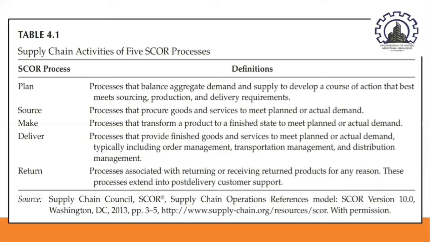And also, the making process refers to the processes that transform a product to a finished state to meet planned or actual demand.